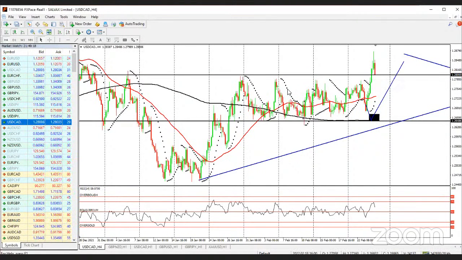Price has been hitting it, and if it hits it, it comes back. But just because of this news today, remember I said it's a safe haven. Because it's a safe haven.